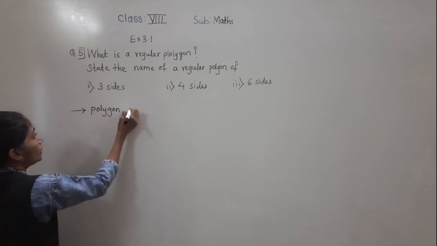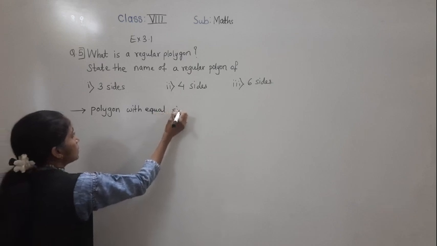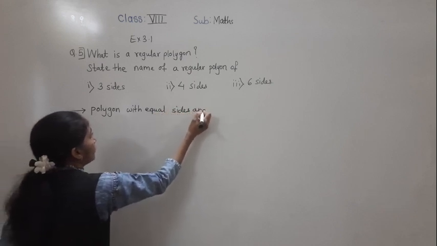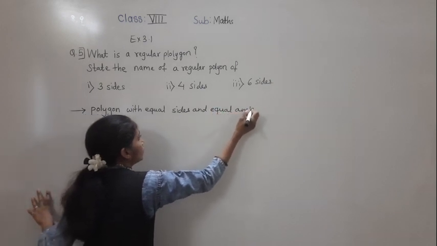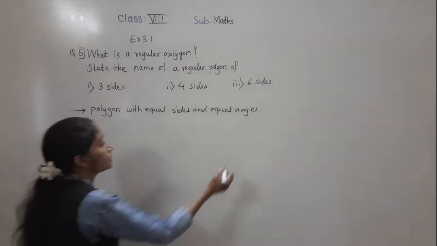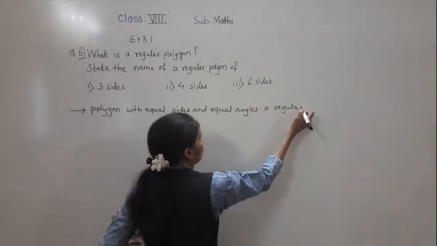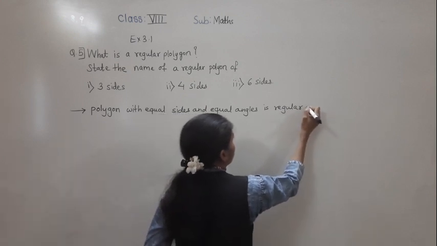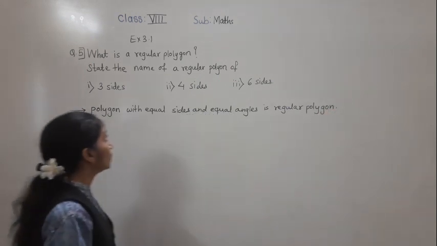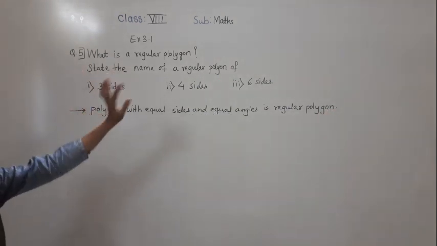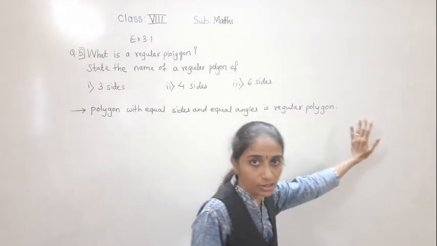So what is a regular polygon? Polygon with equal sides and equal angles is a regular polygon. Okay. What is a regular polygon? A polygon with equal sides and equal angles is called a regular polygon.